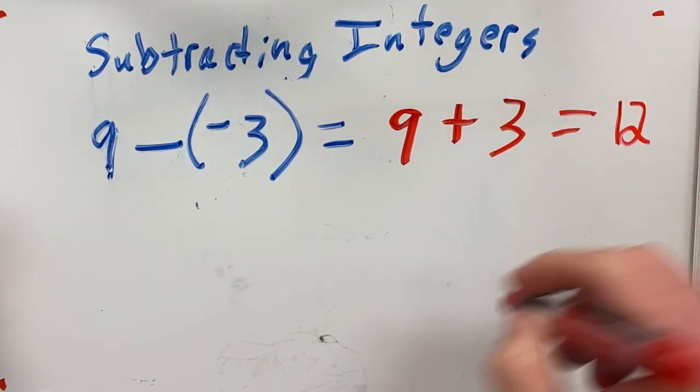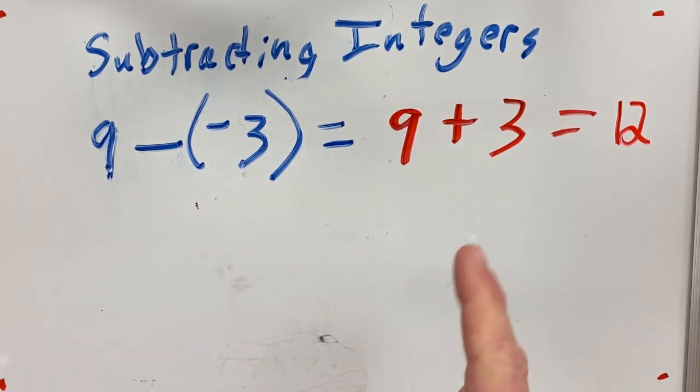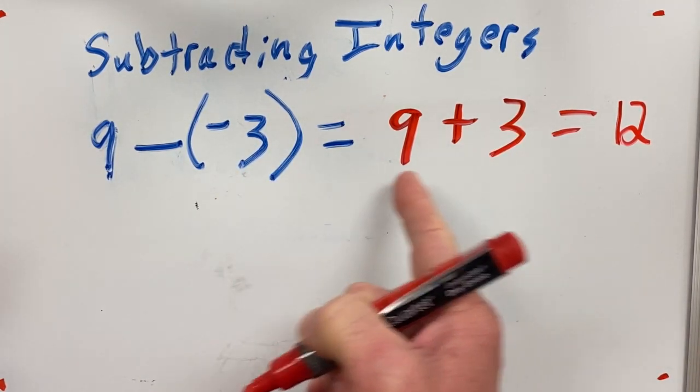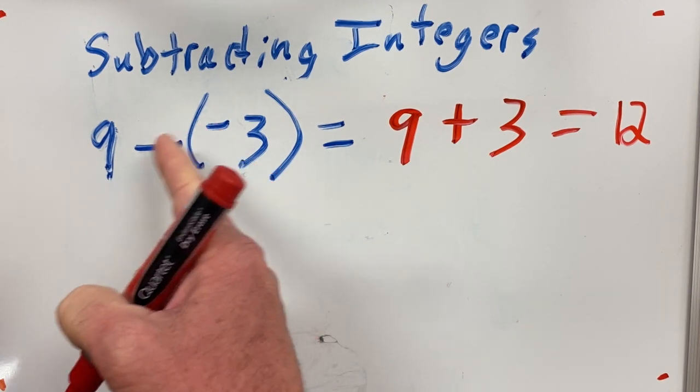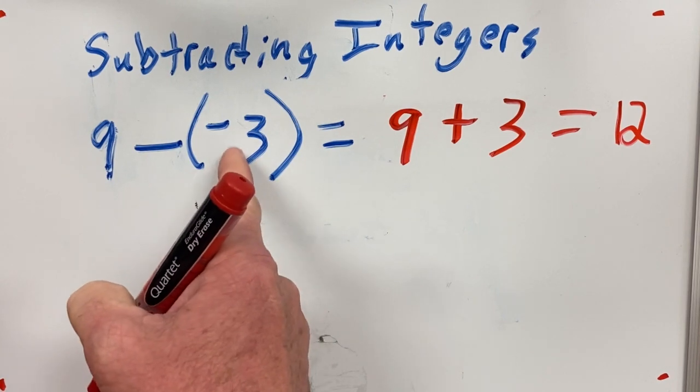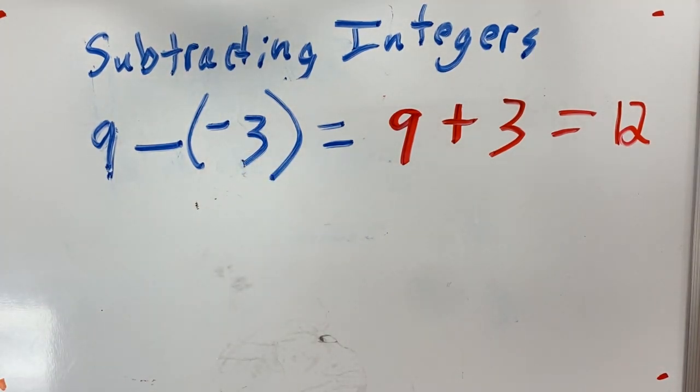Same signs add and keep. You didn't know that, right? So this rule, adding the opposite of the second number when subtracting a negative or subtracting any number, will always get you the right answer. So let's look at another one.